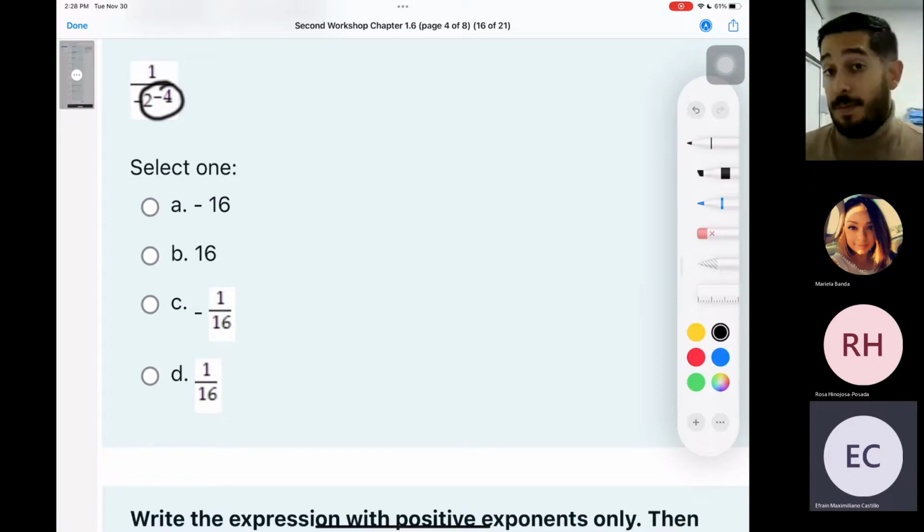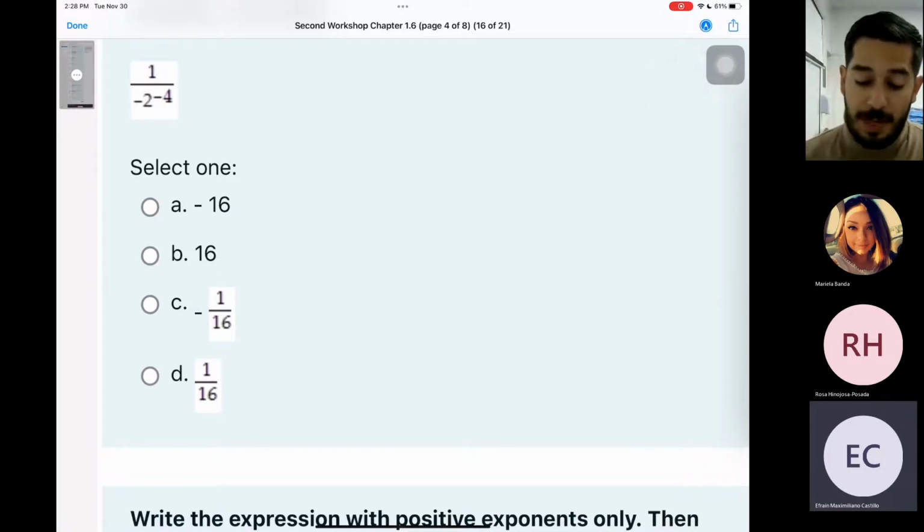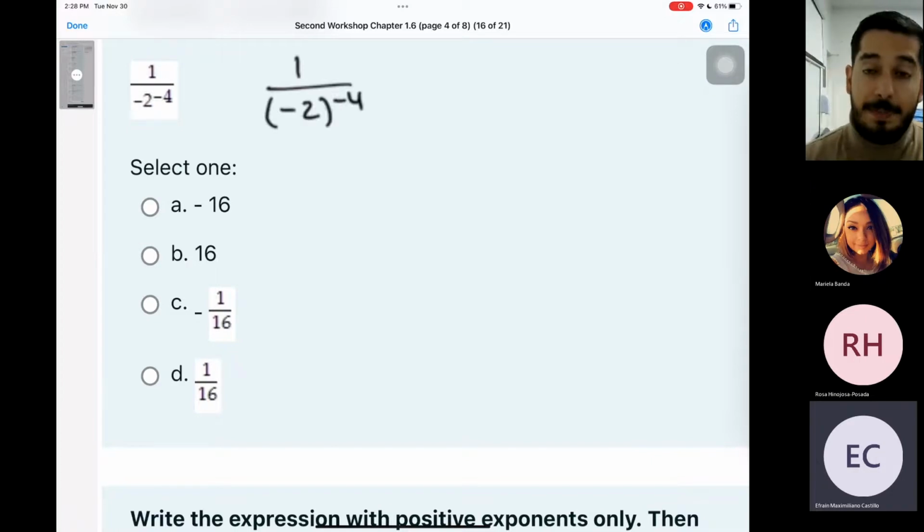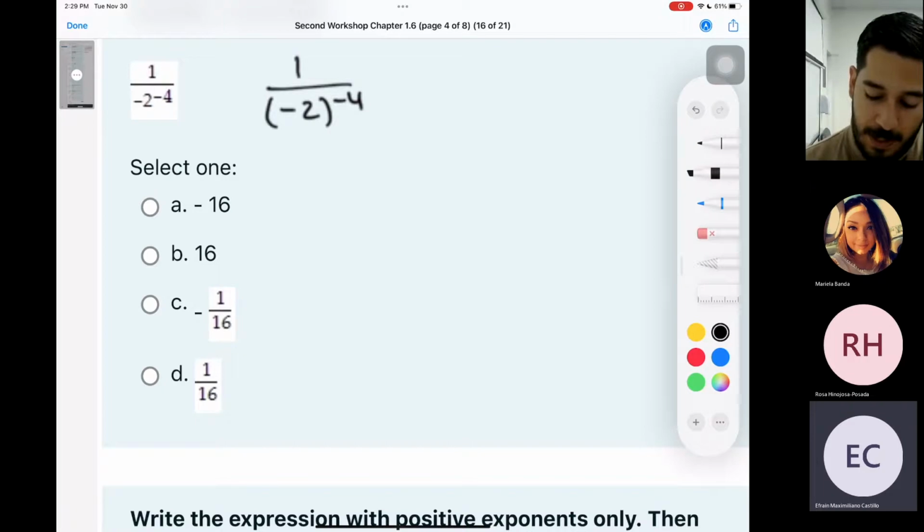If the problem was asking us to move that negative sign, this would be written something like this. And that means that the whole thing has an exponent of -4. The whole thing is going to become reciprocal. The whole thing is going to go to the other side. So that's not the case. Those are different cases.